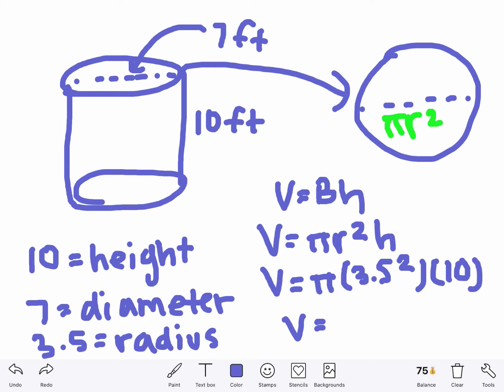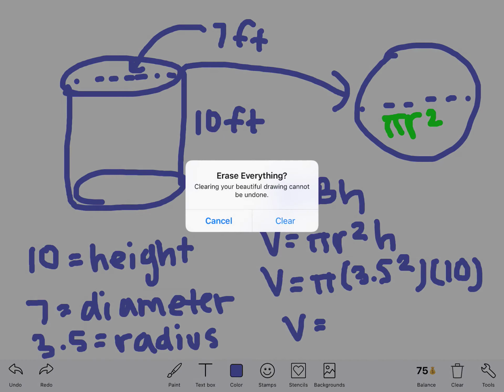So I'm gonna pause the video, and I want you to do two problems. There will be one for a cylinder and one for a cone. And then let's look at our last example for a sphere.